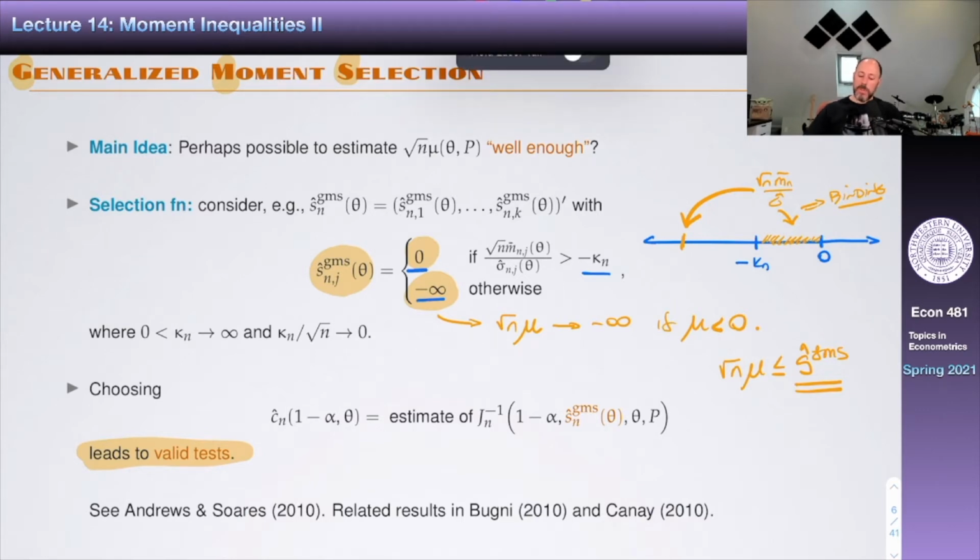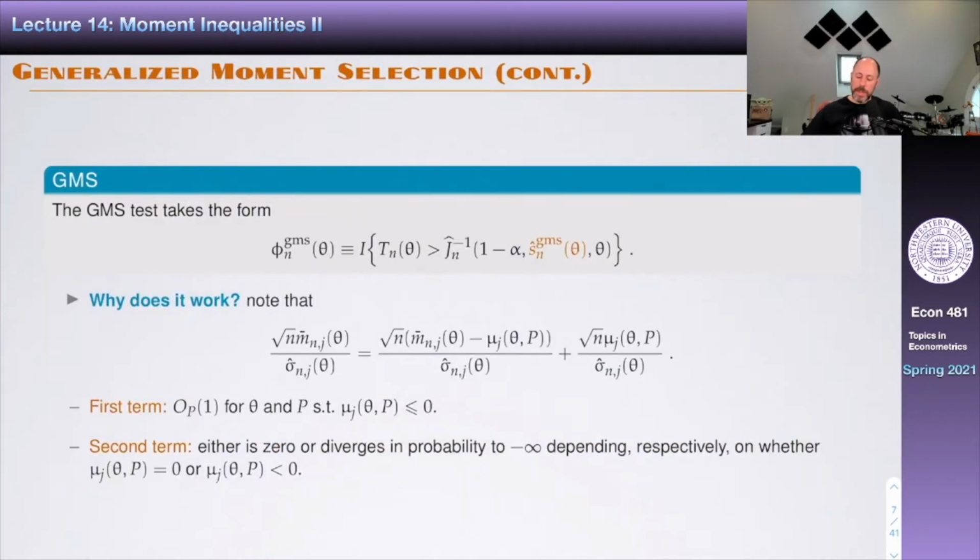And so then, what's the definition of a GMS test? It's a test that rejects whenever the test statistic is greater than this critical value, where you simulate this with the GMS criterion function.